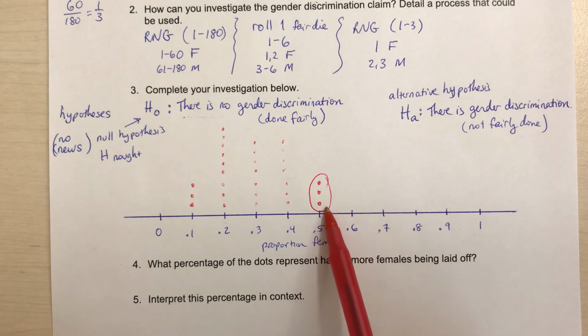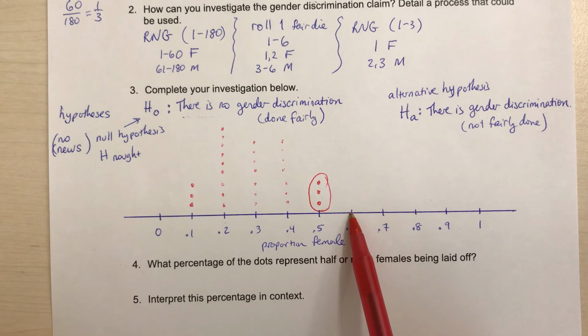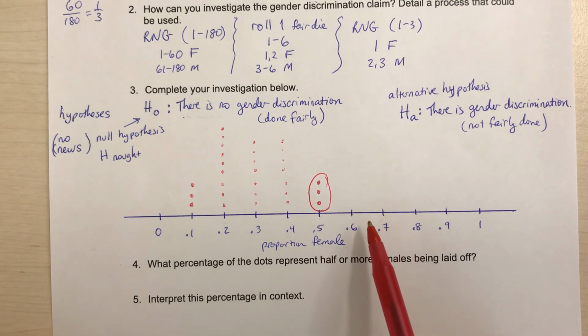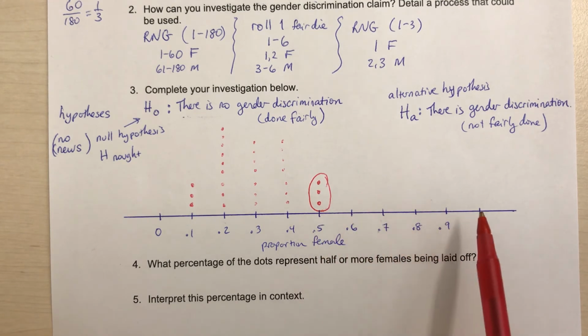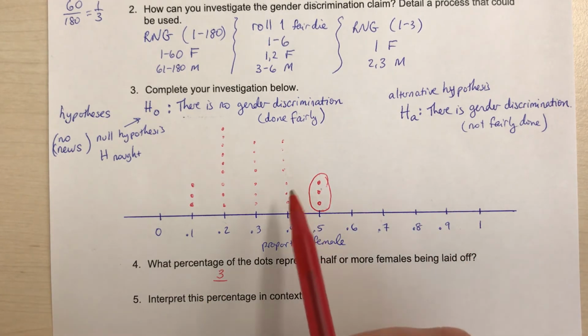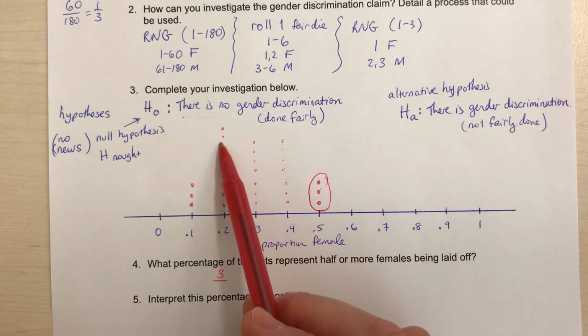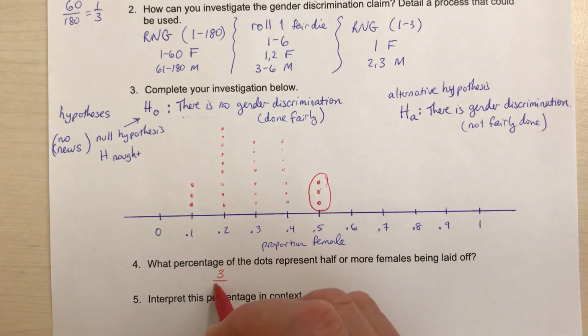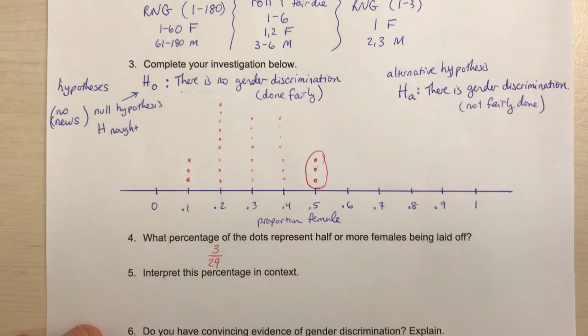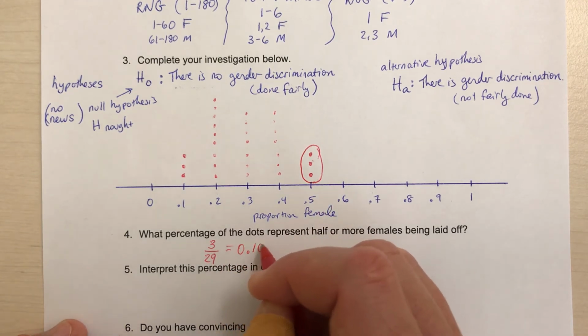Now in this case, 0.5 was the most we got. Now if we kept going, maybe we could get 0.6, 6 out of 10 were female, or 7 out of 10. But in this case, 0.5 or higher would be 3 out of, and let's see if we count this up, 4, 5, 6, 7, 14, 21, 23, 26, 29. So 3 times out of 29 in our simulation, half of the people chosen were female. Half or more were female. And that is 0.103.